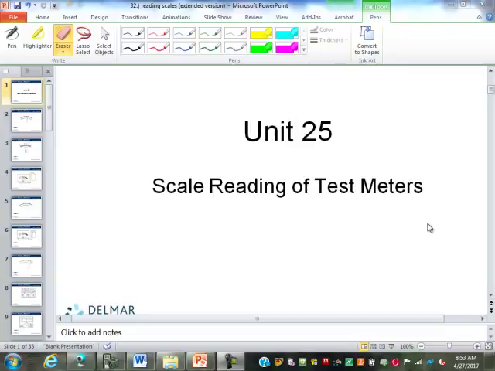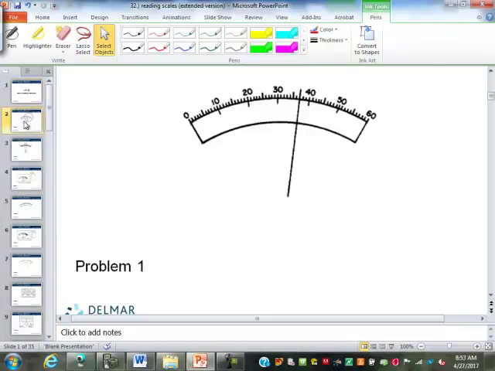Okay, so today we're going to look at scale readings and meters. This is one of those skills you guys are going to have to use all your life, reading meters. So figuring out scales is a pretty important skill. So here, this is just a standard scale, a pretty simple scale.